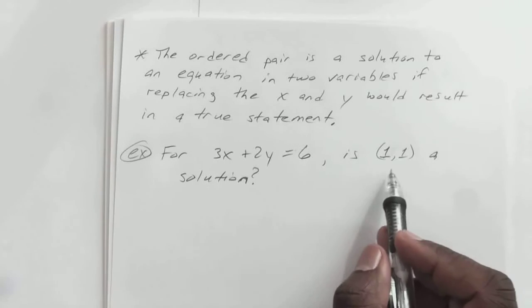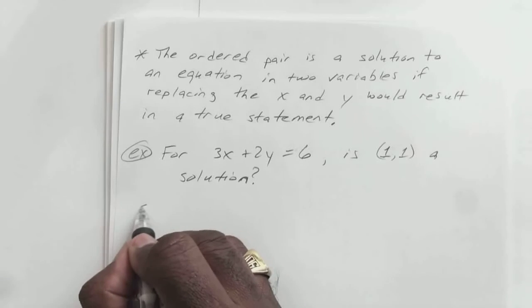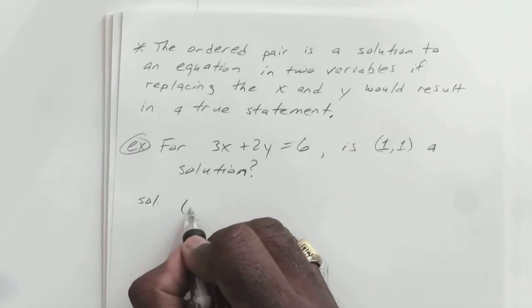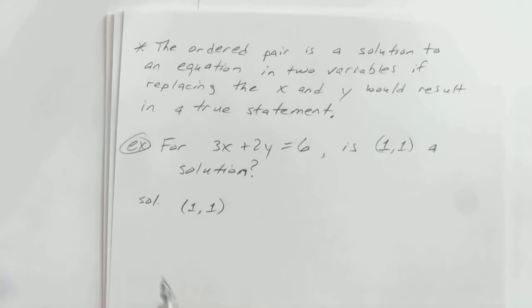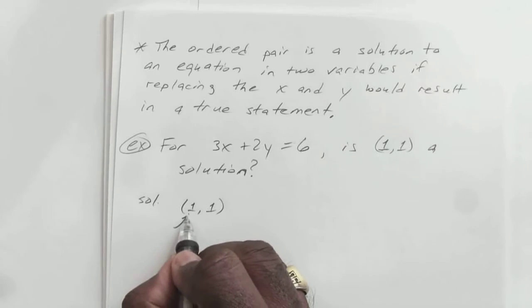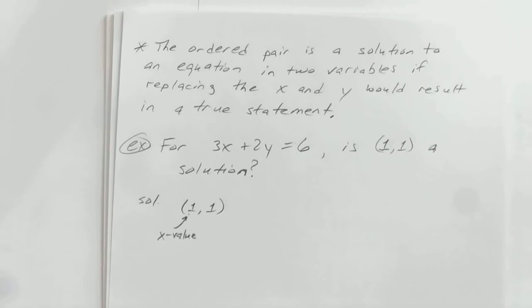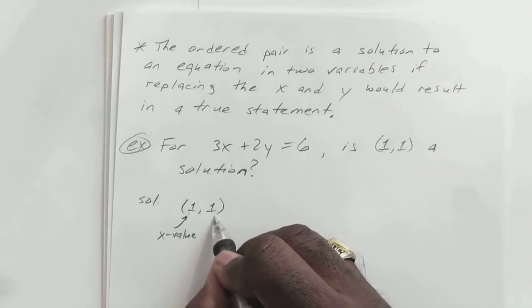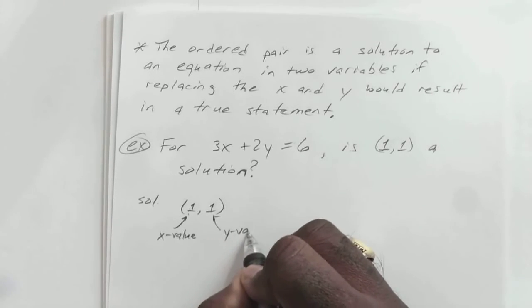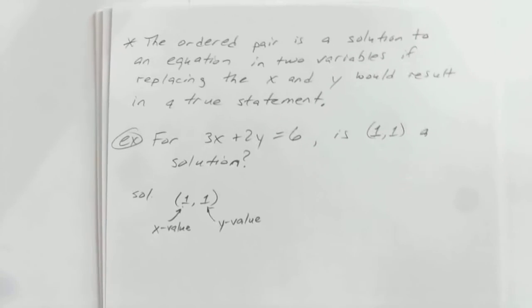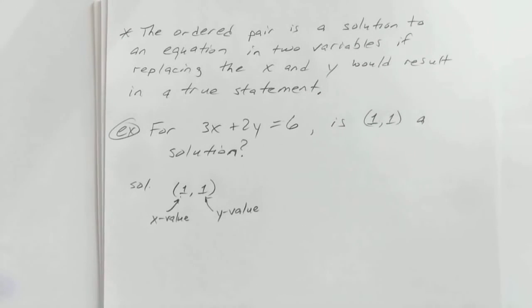Okay, so remember, whenever you have an ordered pair like this, your first one, that's your x value. And your second component, that's your y value. Now, if you plug both of those in and it comes out to be true, then you know it's a solution. If you plug them in and it's false, then it's not a solution.